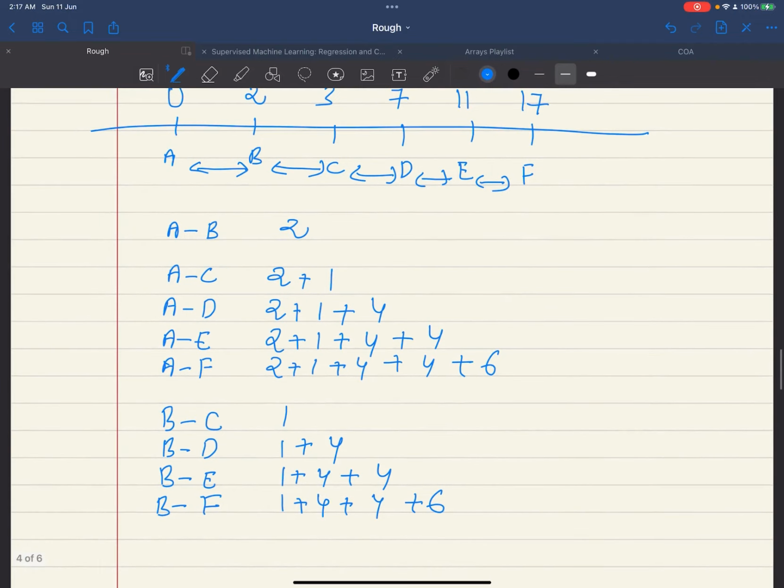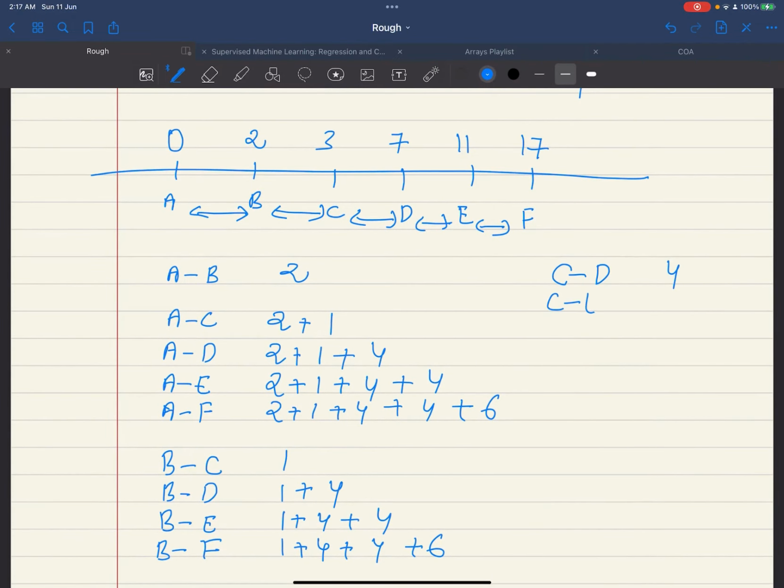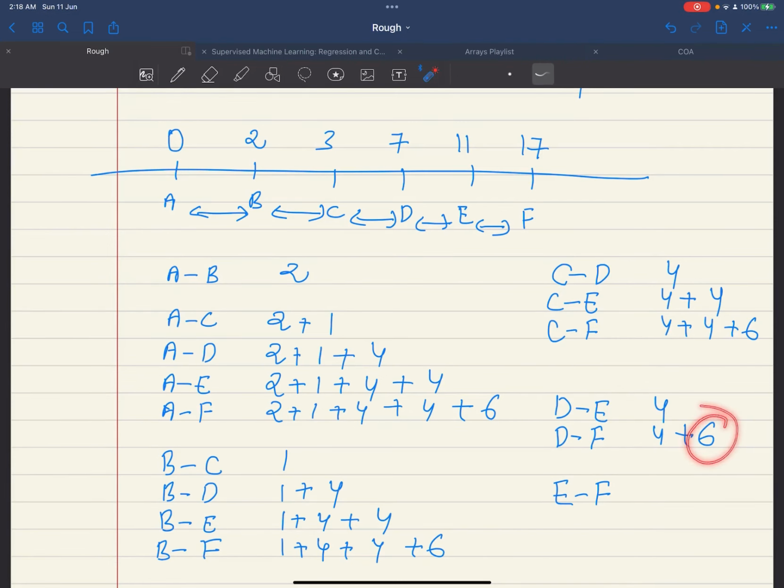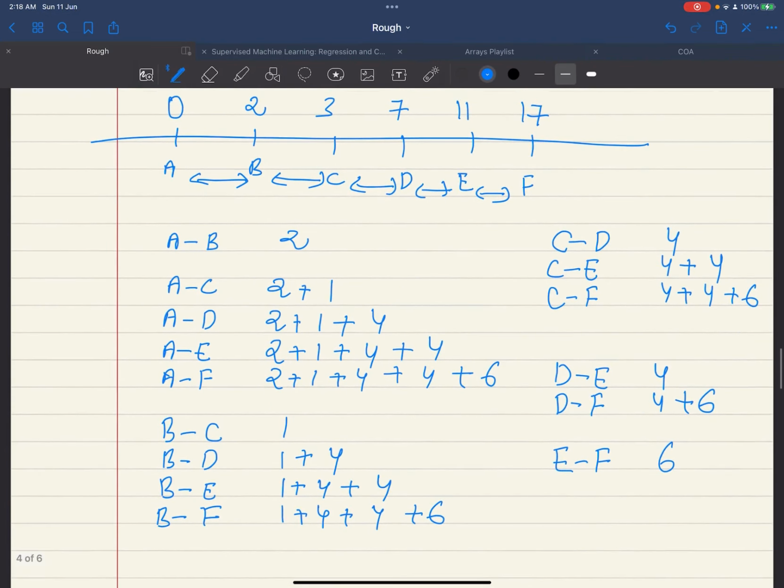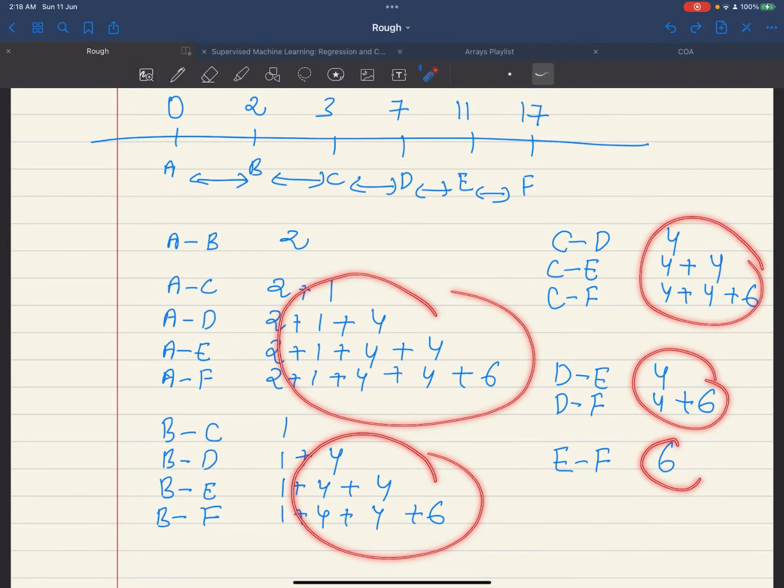Okay, let's see. So the next set of pairs would start from C, right? C to D, it would start from 4, then C to E, it will be 4 plus 4. Now C to F, it will be 4 plus 4 plus 6. Now I'll start from D, right? D to E. Now I'll notice that this part would repeat, right? So 4, D to F, 4 plus 6, the last pair left. So that'll start from E, this will repeat, so it'll just be 6, right? Okay, so you're noticing that the parts are repeating, right? This is repeating, then this is repeating, and so on.